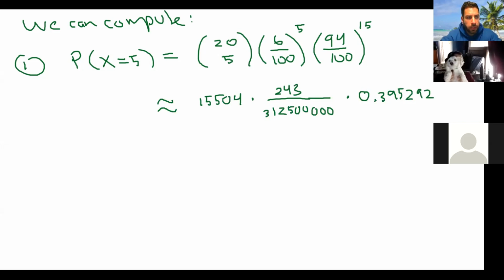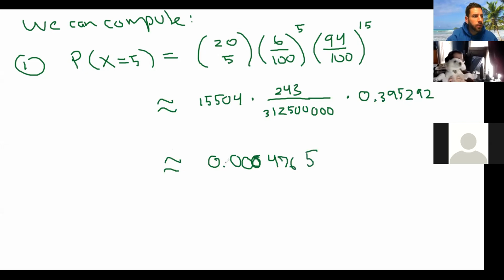So now if I put all these pieces together and do my calculator business, what we get is that the probability exactly 5 of them will want to live on the coast is 0.004765. So that's a pretty small number.